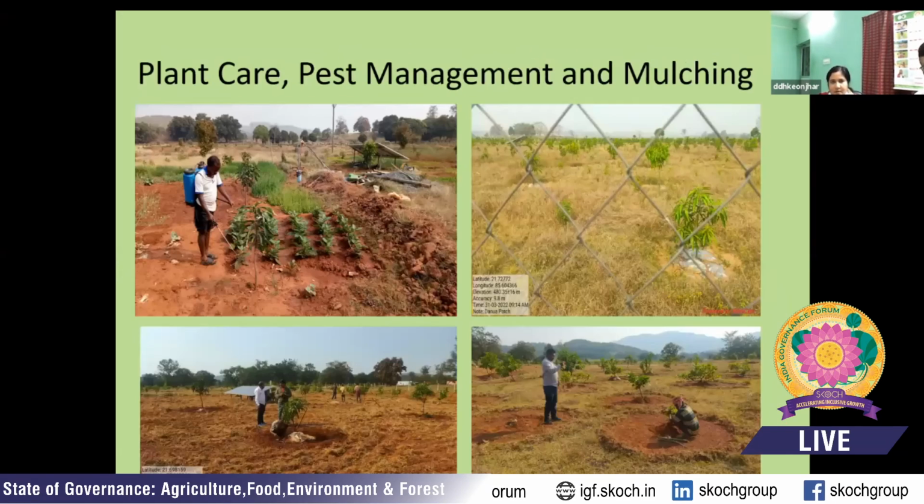Next, as for land development, I had earlier mentioned that the land has been deteriorating in the mining areas. So through the plantation, land development is done, pest management is done, and mulching is done. You could see the barbed wire which has been put to protect the plants from grazing. Mulching is there also.